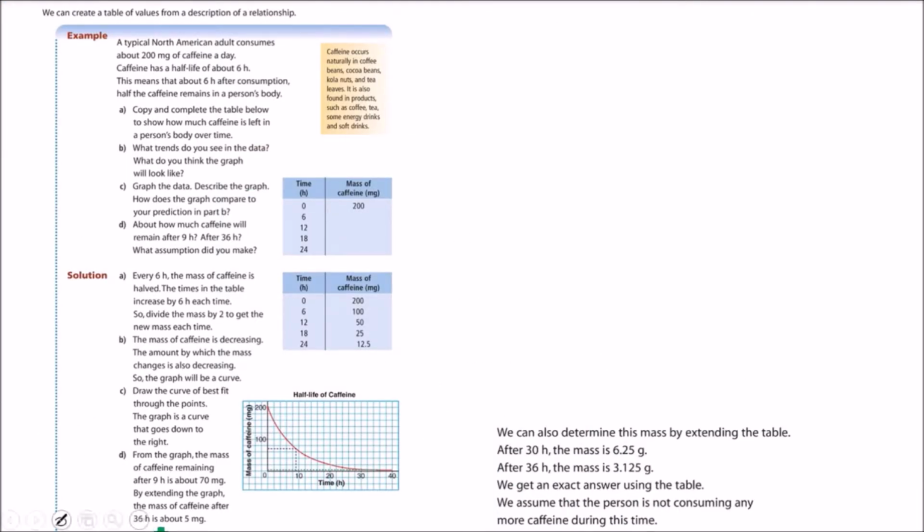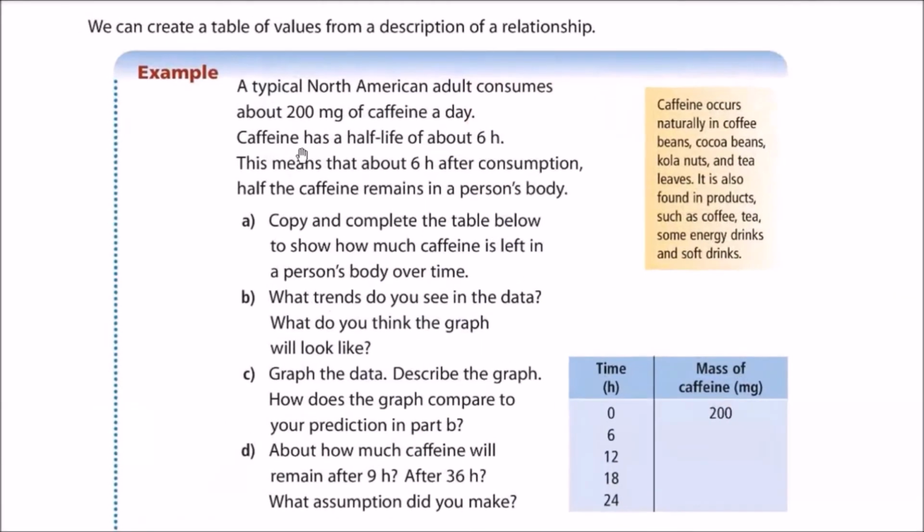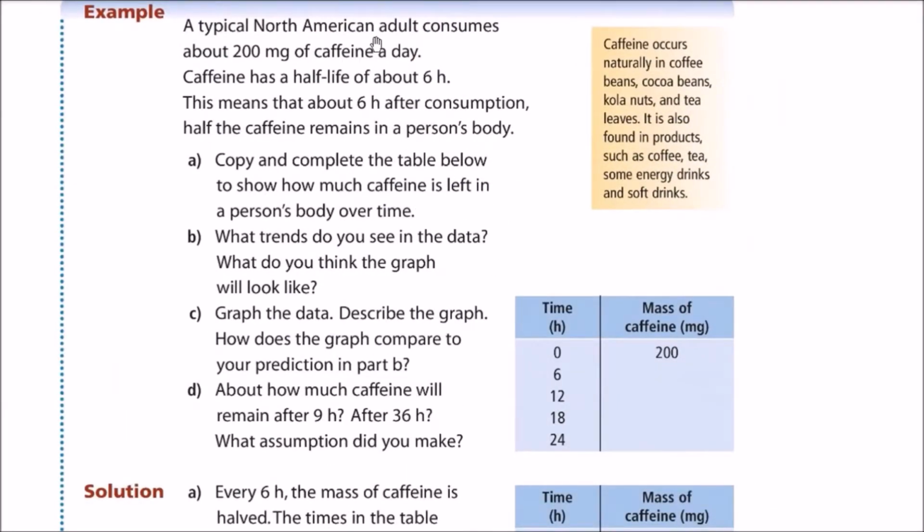We have one more example here. A typical North American adult consumes about 200 mg of caffeine a day. Caffeine has a half-life of about 6 hours. That is, after 6 hours of consumption, half the caffeine remains in a person's body. Caffeine occurs naturally in coffee beans, cocoa beans, cola nuts, and tea leaves. It is also found in products such as coffee, tea, some energy drinks and soft drinks. So this is what people use just to energize themselves.